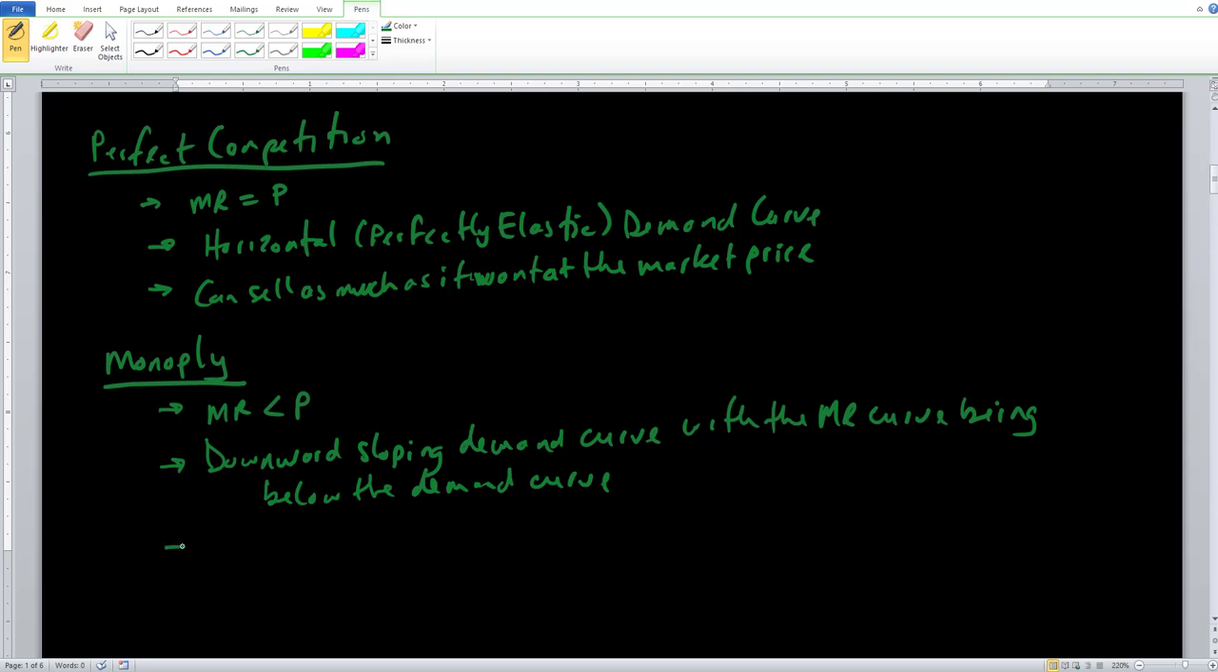And point number three under the monopoly: the monopoly's demand curve is the entire market demand.